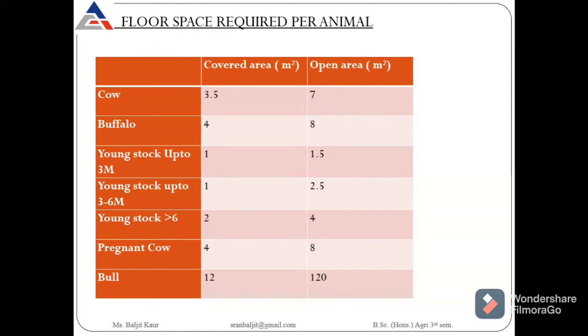And then young stock that is more than 6 months, they require 2 square meter covered area and 4 square meter open area for their movement, right? But bull requires somewhat more area than cows and buffaloes. They require 12 square meter covered area and 120 square meter open area, right?